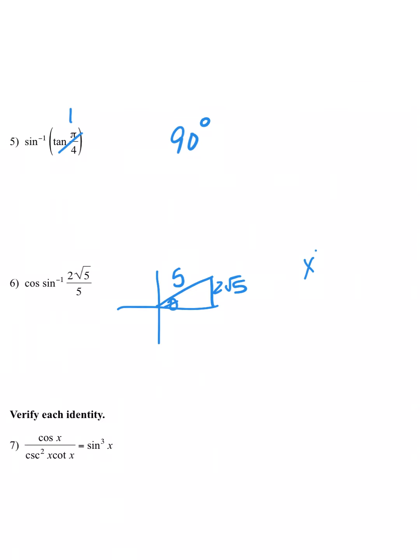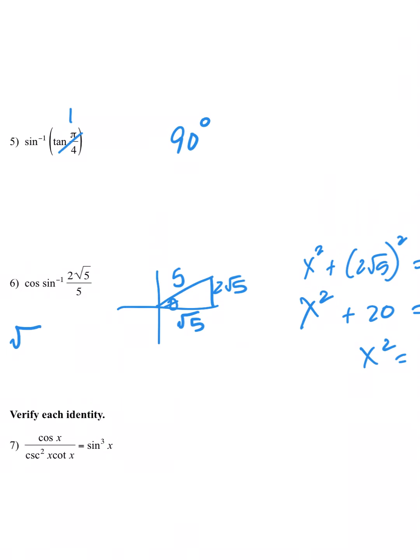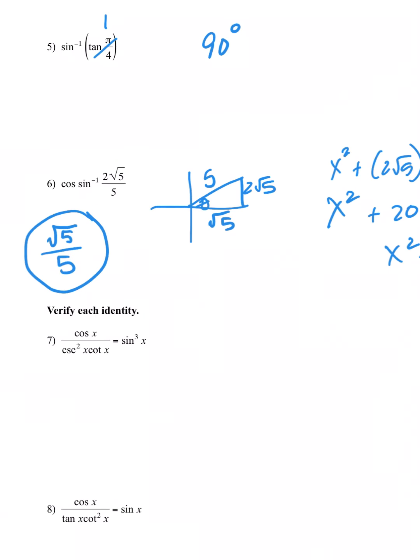So it's going to be x squared plus (2√5) squared equals 5 squared. And x squared plus 20 equals 5 squared, which is 25. So x squared equals 5 when you subtract 20, so x is the square root of 5. So the answer to this one is going to be adjacent over hypotenuse, the cosine of the angle that has a sine of 2√5/5.